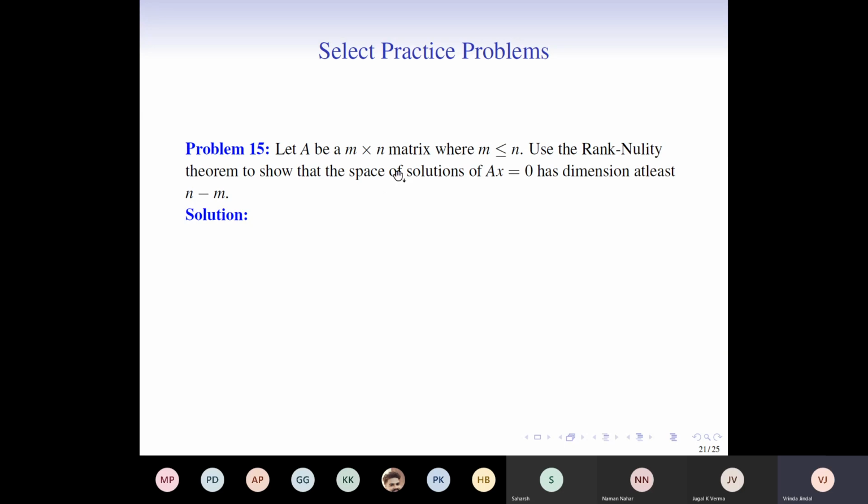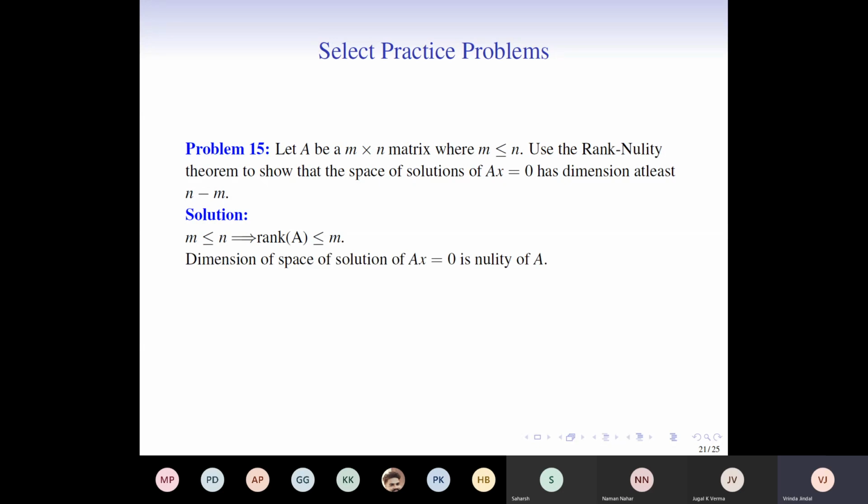So we have an m cross n matrix where m is less than or equal to n, and we need to show that the space of solutions of Ax equal to 0 has a dimension that is at least n minus m. So m is less than n. That means that rank of A would be less than or equal to m. Rank of A would obviously be less than or equal to the number of rows or the number of columns, whichever is smaller.